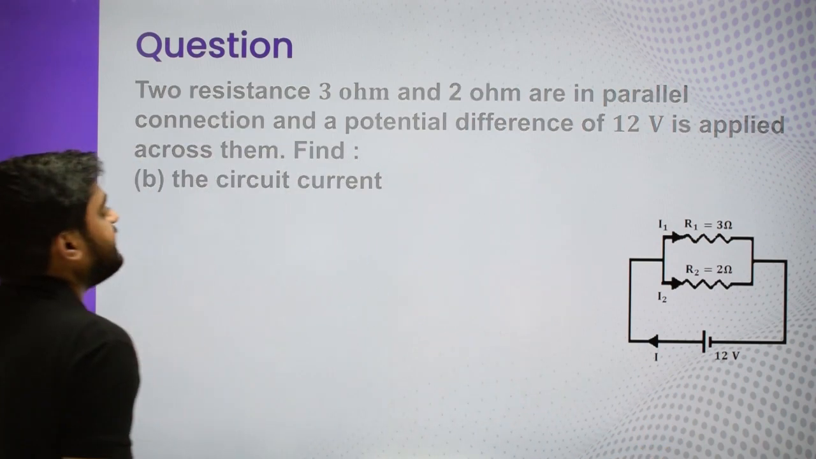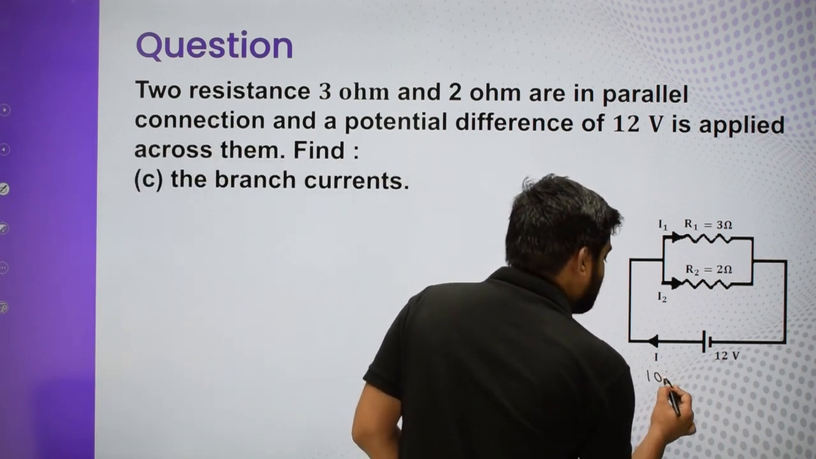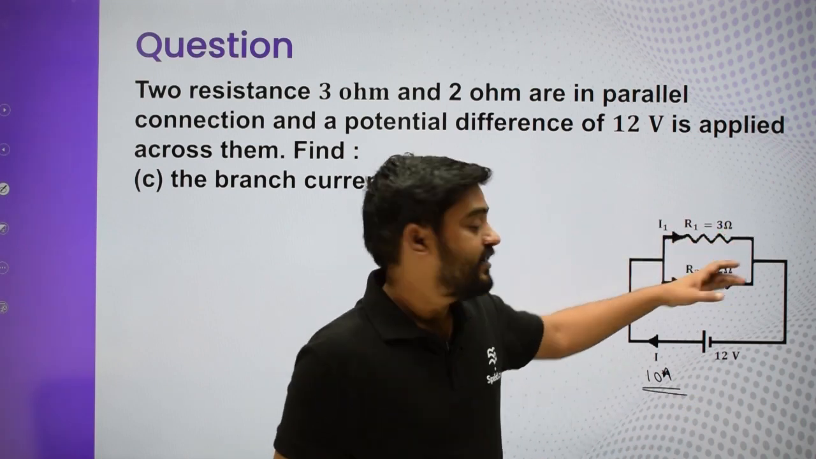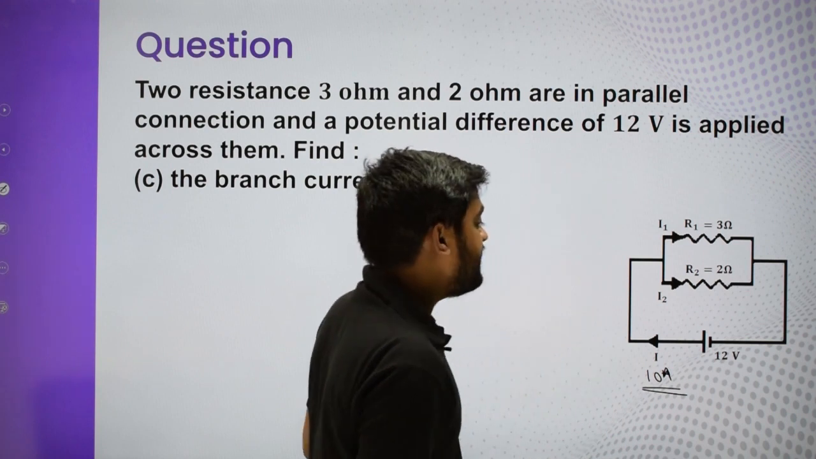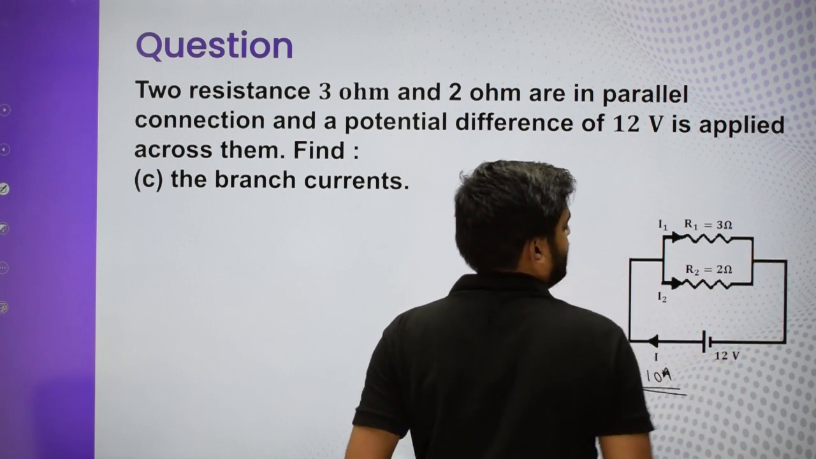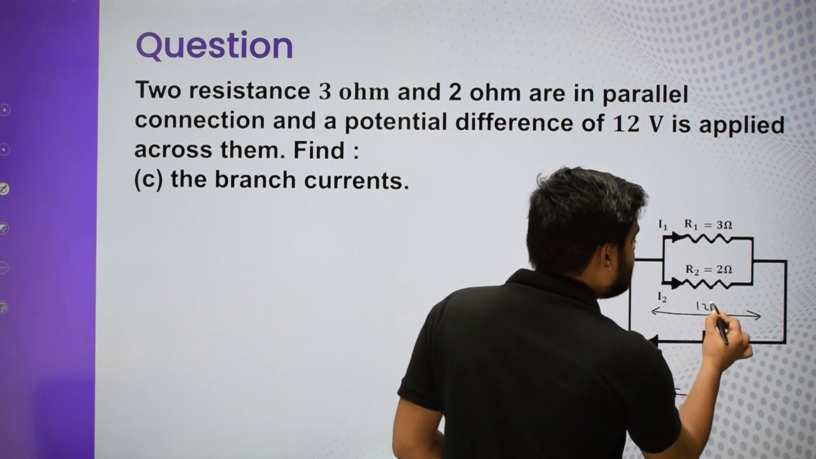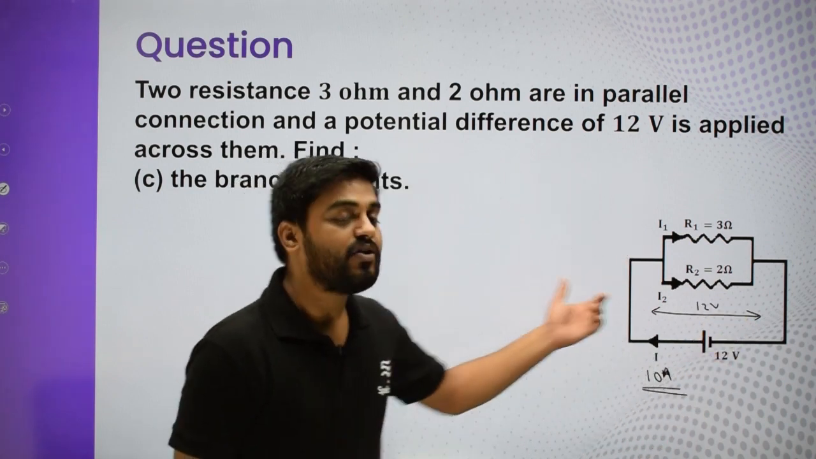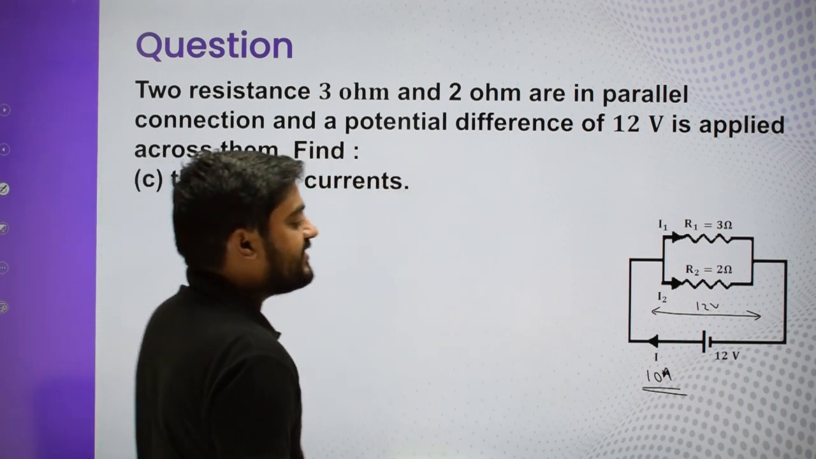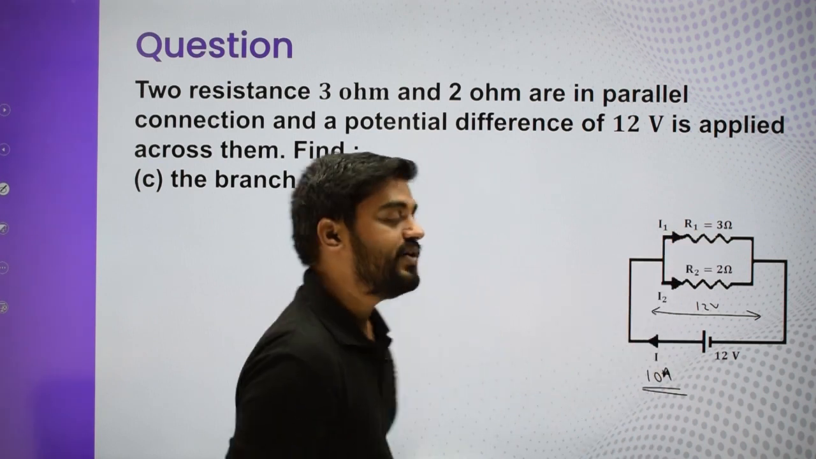Now the next question they are asking is the branch currents. We already know that this 10 ampere current is coming. There are various ways. Either you can distribute the current in the ratio of resistances, that is a different thing, or what you can do here is, you know that the potential difference across this combination is 12 volt, and the potential difference across both of them is also 12 volt. Whatever is the potential difference across a parallel combination, that is the potential difference across each of them, and that is 12 volt. So the potential difference across R1 is 12 volt, and across R2 is also 12 volt.